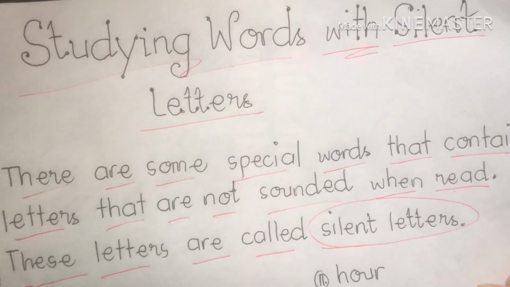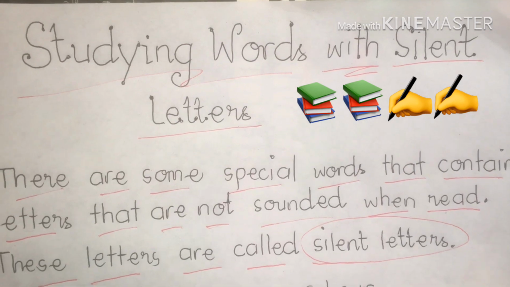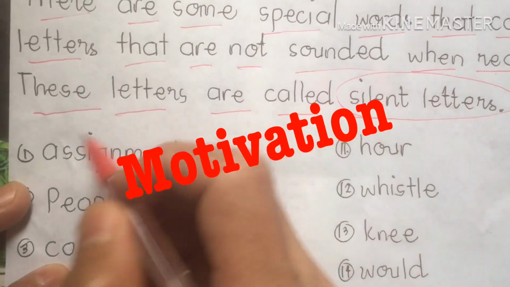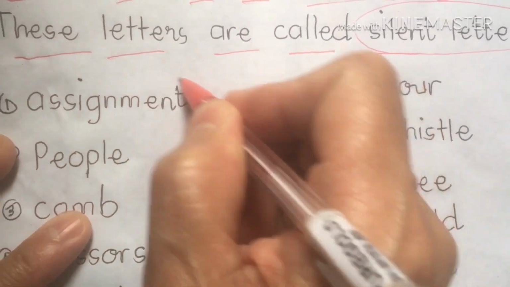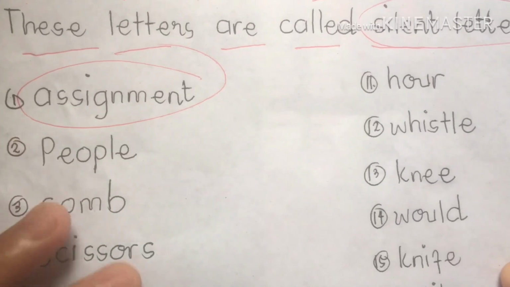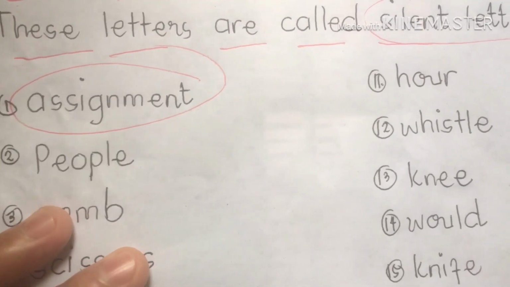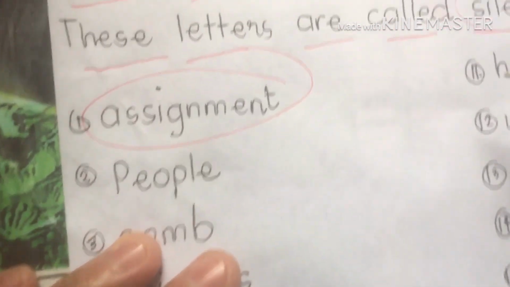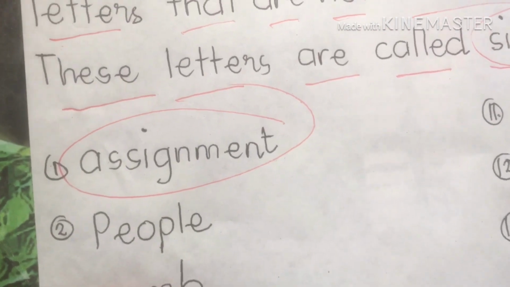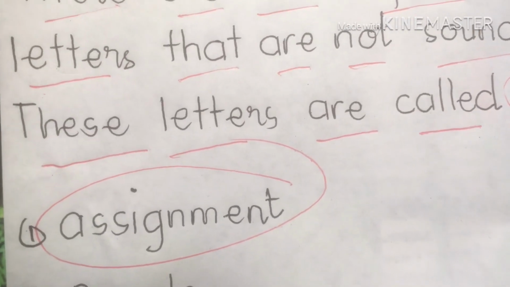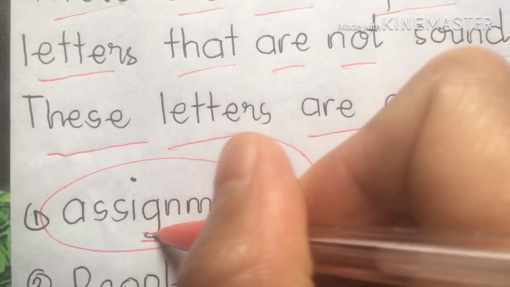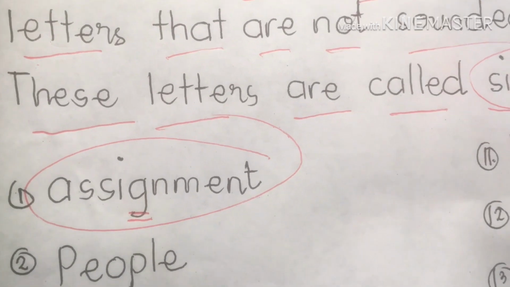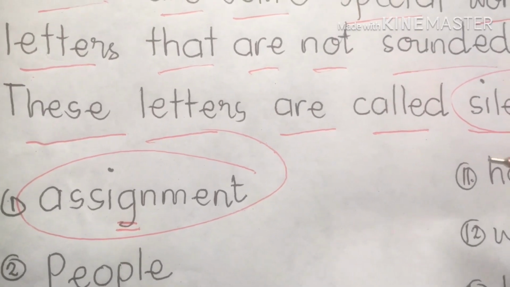But I have a couple of examples of silent letters. We have a couple of words. First is the word assignment. Where is the silent letter there? The one I encircled is in the word assignment. Why do we say that there is a silent letter? Because when we pronounce it, assignment, the letter G is not included when we say the word assignment. Am I right, class?